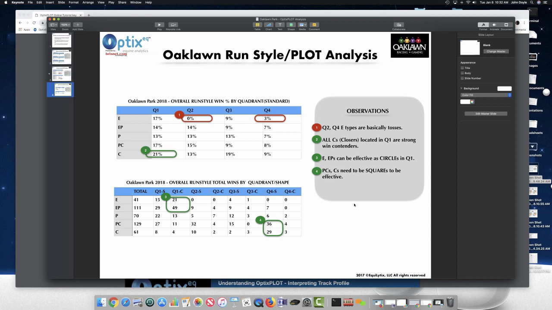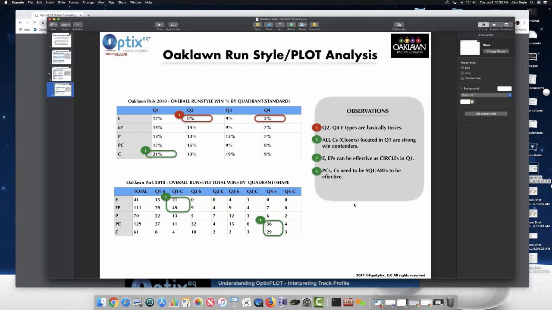But are these results surprising to you based on Oaklawn, or shouldn't these results, if you did it for every track, be somewhat typical for dirt races? They're going to be typical. Yeah, this should be somewhat typical. But what I wanted to show was an understanding of the match between quadrant and run style.